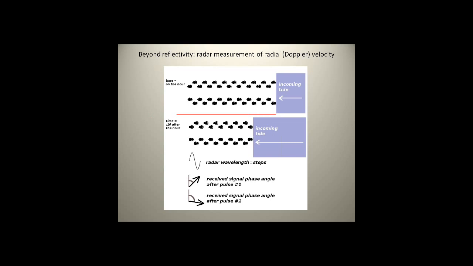This is the velocity measurement that we can make, I've said here, beyond the measurement of reflectivity. And this is a little sketch to sort of indicate the principle behind this measurement.